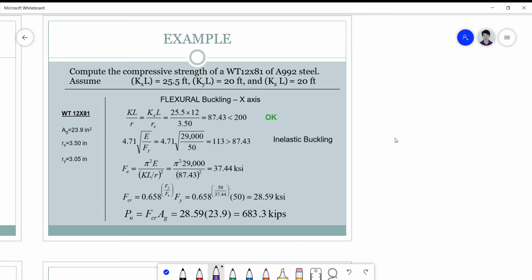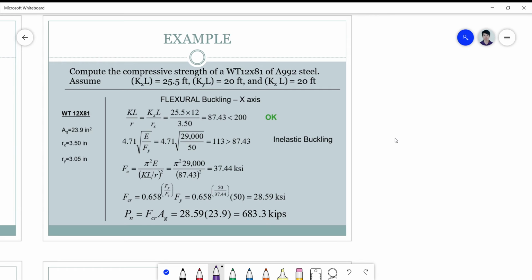Before we proceed with the concepts on torsion, I'd like to present first a basic example of how flexural buckling or global buckling are carried out in terms of the solution to problems.